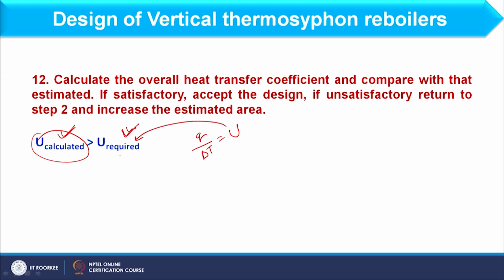However, if I consider U required lesser than U calculated, it means I am already having sufficient heat transfer area. So, this condition should be satisfied. I hope you understand the procedure to design vertical thermosyphon reboiler. Okay. So, that is all about vertical thermosyphon reboiler.